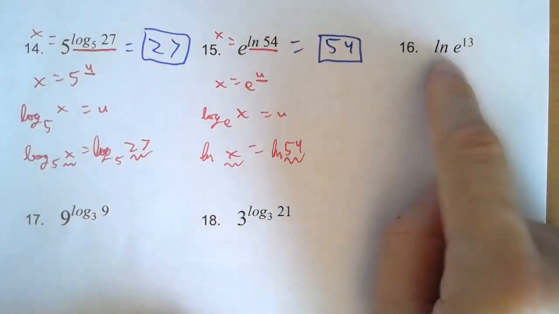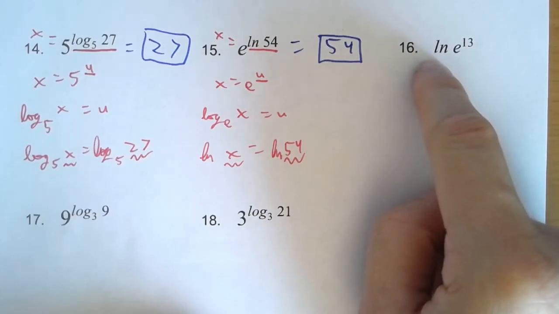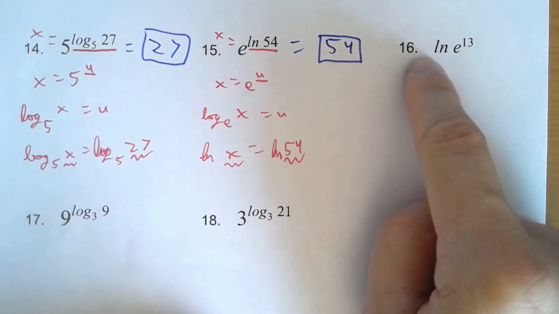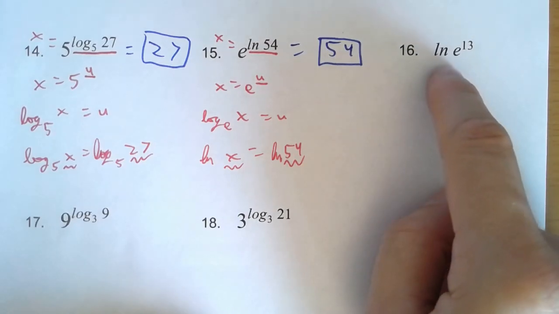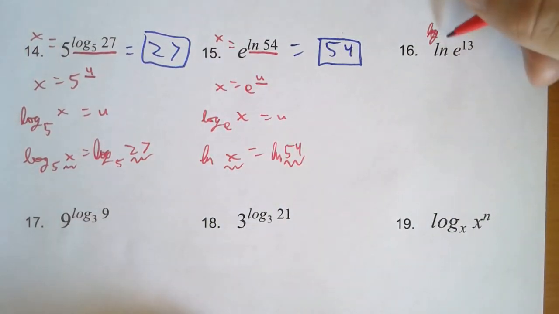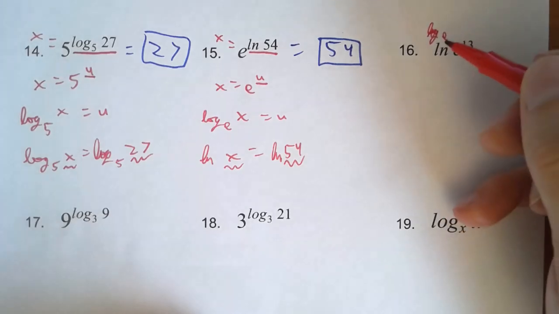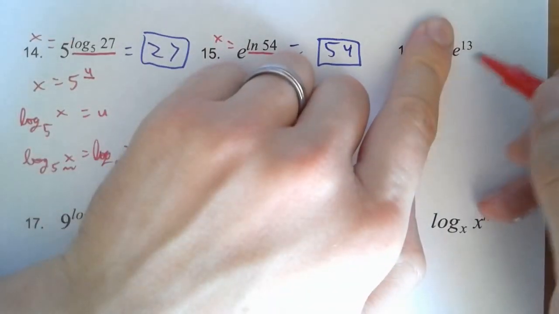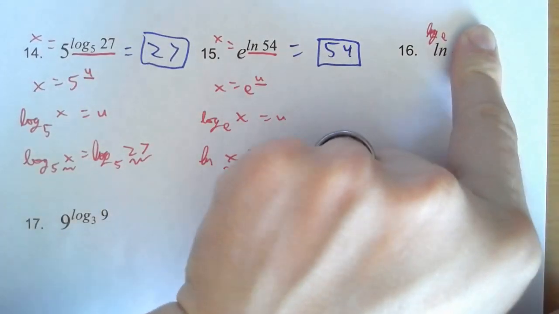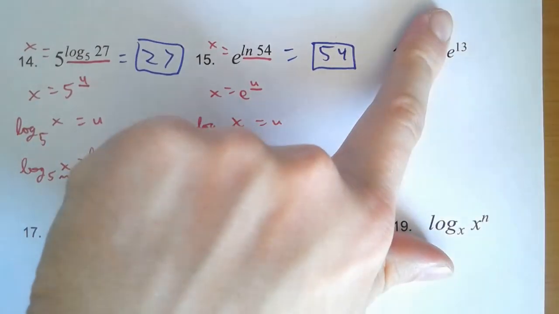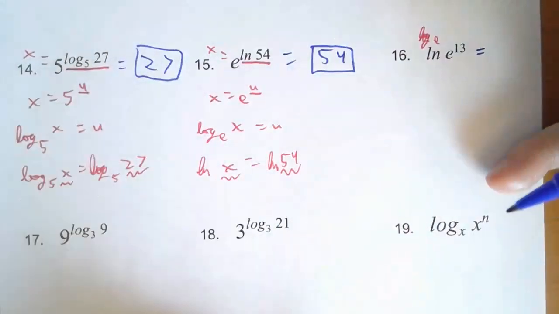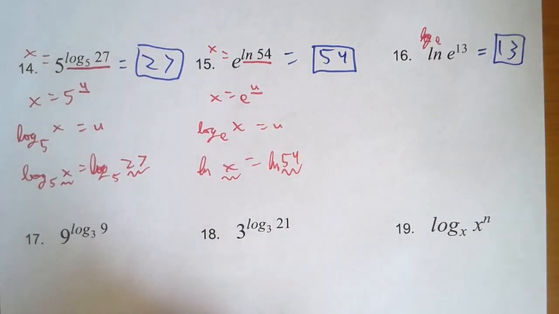Okay. So now we're trying to find the log. So we're trying to find an exponent. Remember the base here is e. This is a log base e that you're looking for. So I'm trying to find the exponent that I could put on e to get e to the 13th. What exponent could you put on e to get e to the 13th? 13. It's a silly question.